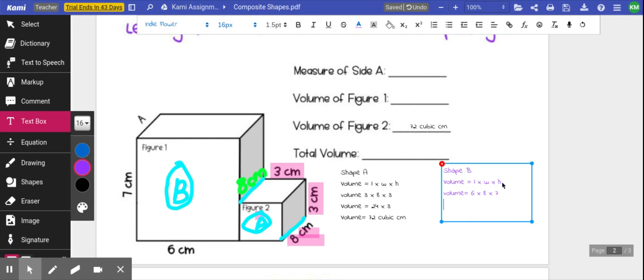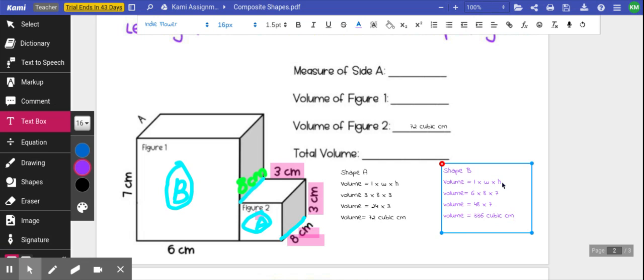And now that I have all 3 dimensions, I can calculate the volume. So let's start our multiplication. We'll multiply 6 times 8, and we know 6 times 8 is equal to 48. Then we'll multiply 48 times 7, and 48 times 7 gives us 336. So we know the volume is equal to 336 cubic centimeters.